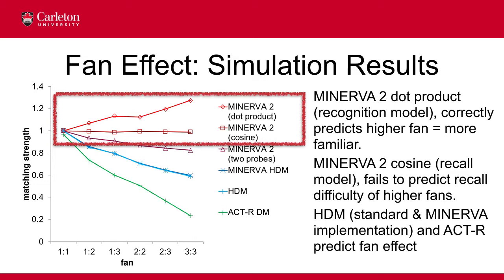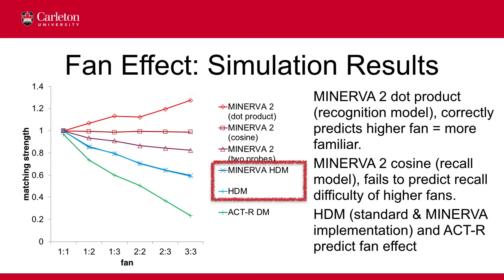Why does Minerva fail to predict the fan effect? The failure of Minerva to predict the fan effect is not an inherent property of the Minerva architecture. We re-implement HDM in a Minerva architecture to create Minerva HDM and find that HDM and Minerva HDM make the same prediction, with only minute differences between the two models due to noise.